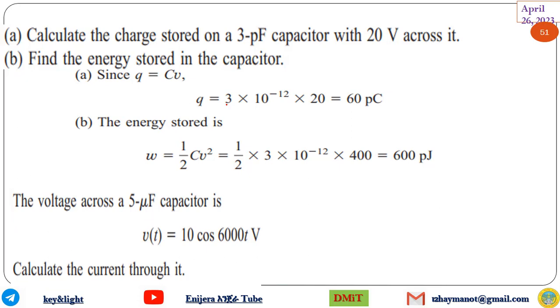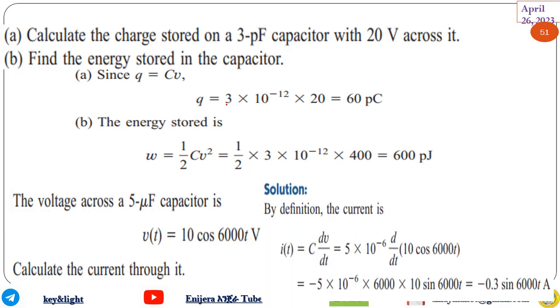What about this? The voltage across a 5 microfarad capacitor is v of t is equal to 10 times cosine of 6000t volts. Calculate the current through it. So by definition, the current is equal to the capacitance times the derivative of the voltage with respect to time, which is minus 0.3 sine of 6000t amperes.